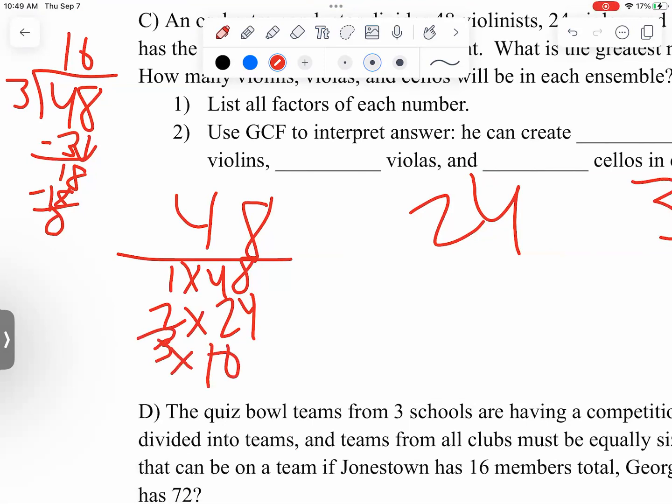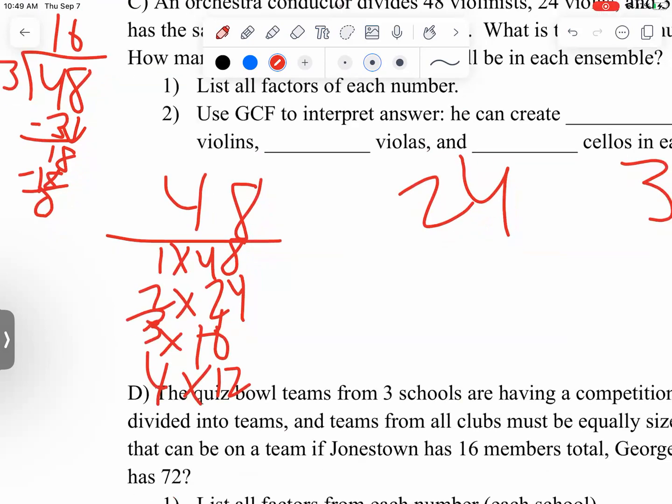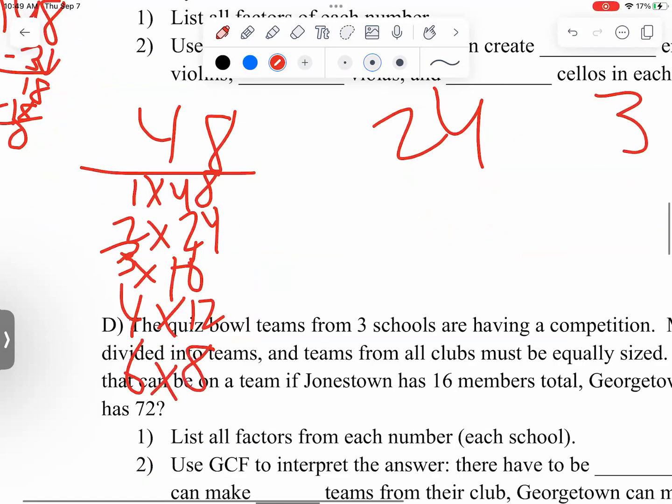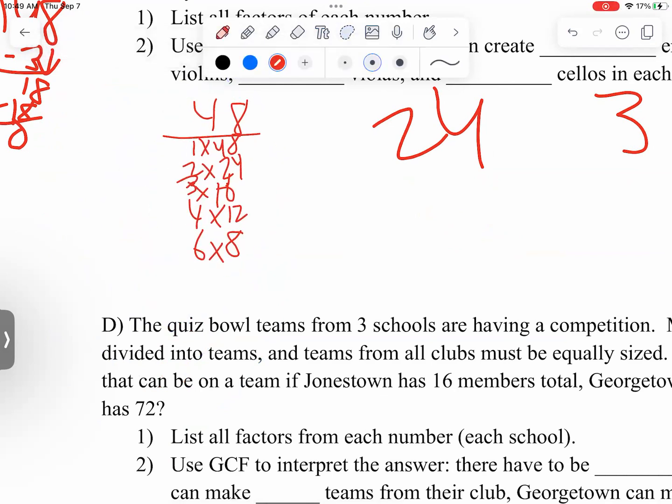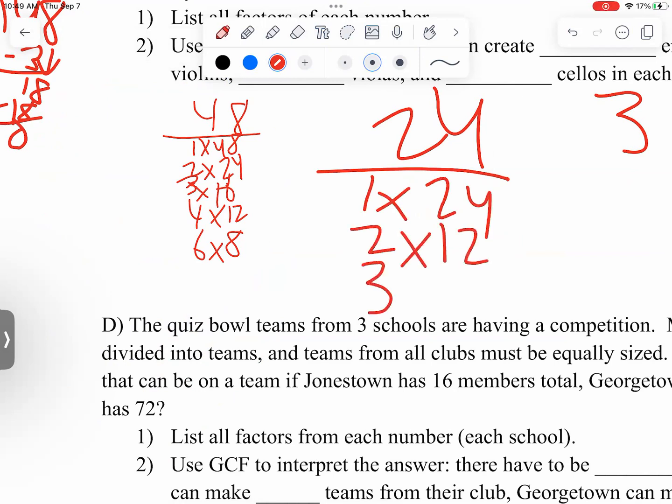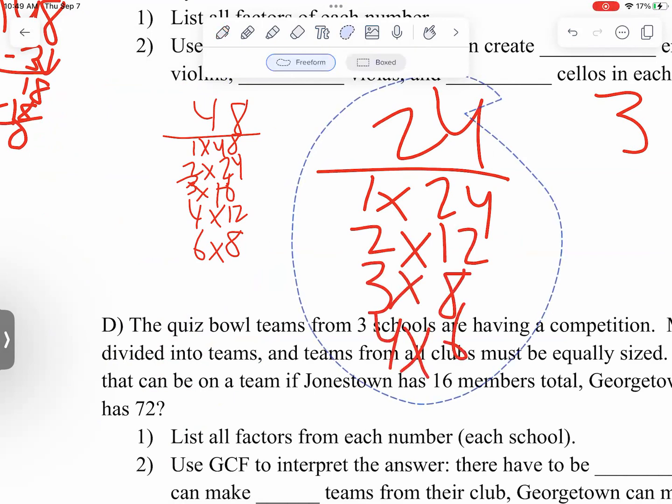So 3 times 16 is 48. 4 times 12 is 48. And 6 times 8 is 48. All right, so that's all of our factors of 48. For 24, we have 1 times 24, 2 times 12, 3 times 8, and 4 times 6. And then it would flip back over and be 6 times 4 and so on.